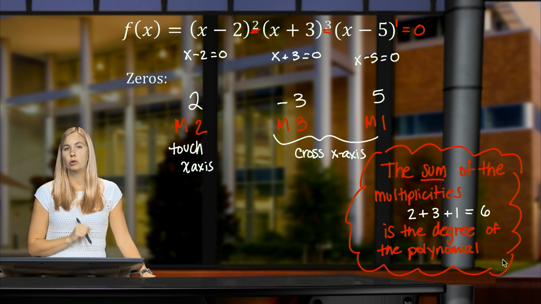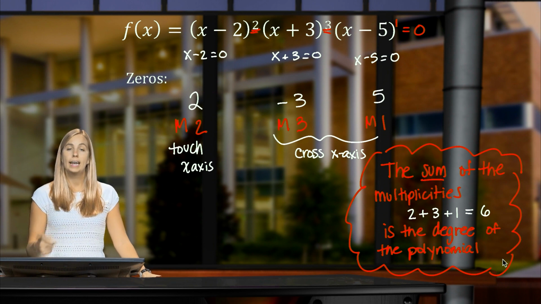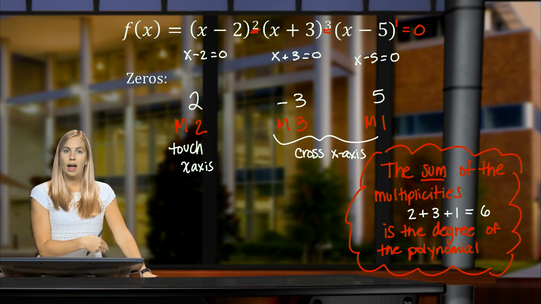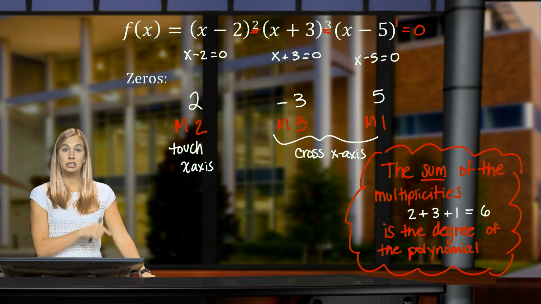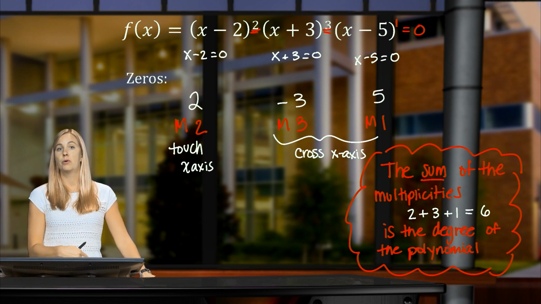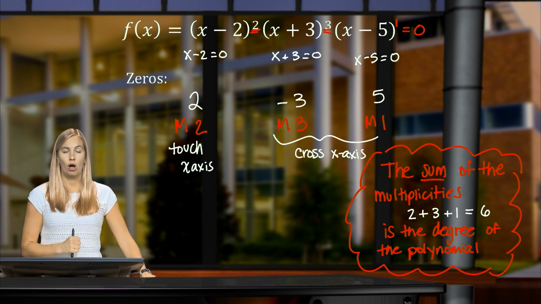Knowing that the sum of your multiplicities equals the degree will come in handy because if you remember, a lot of the characteristics of our graph have to do with the degree. So we need to know it for most things. If we don't have to FOIL out and multiply out all of these polynomials, we'll save quite a bit of time.